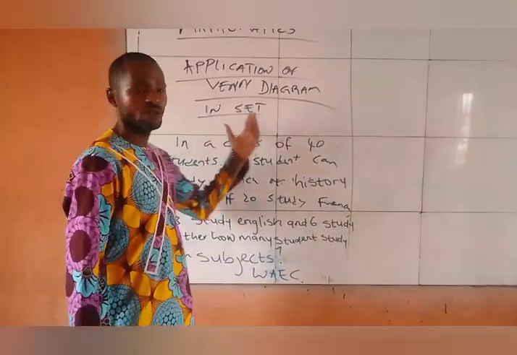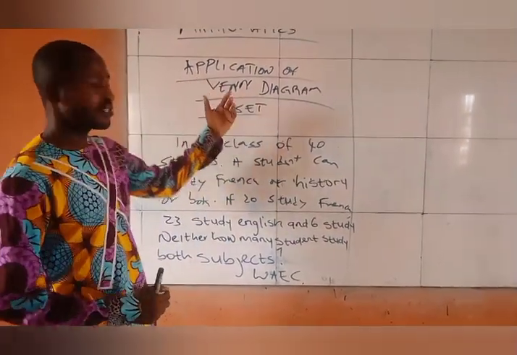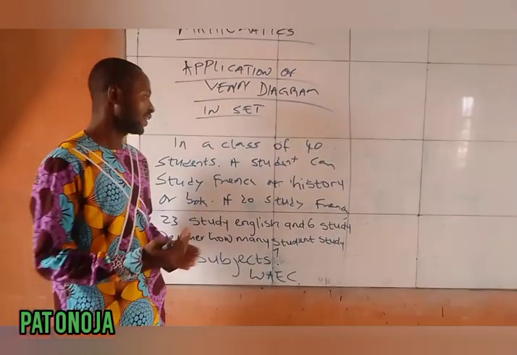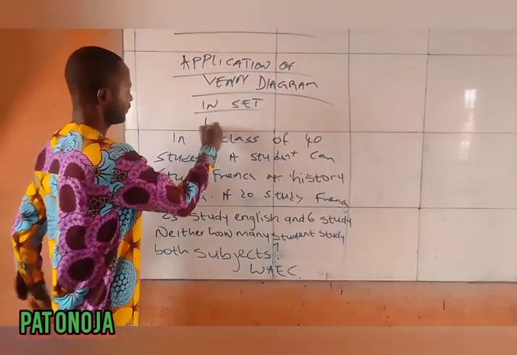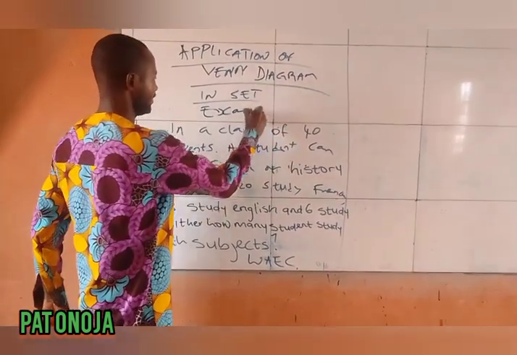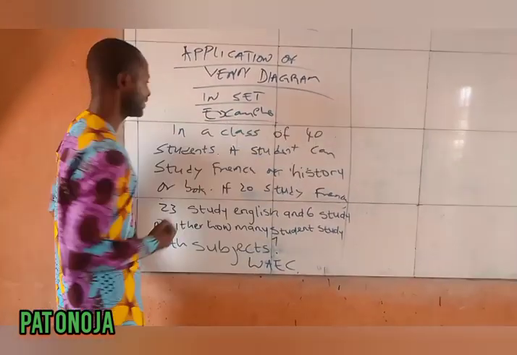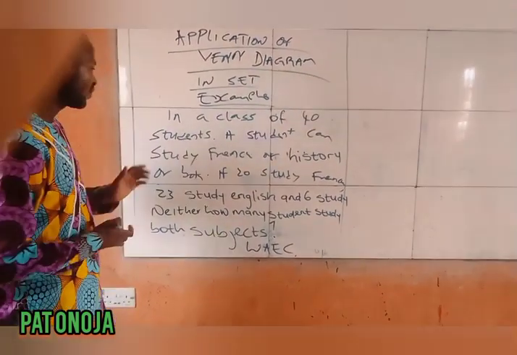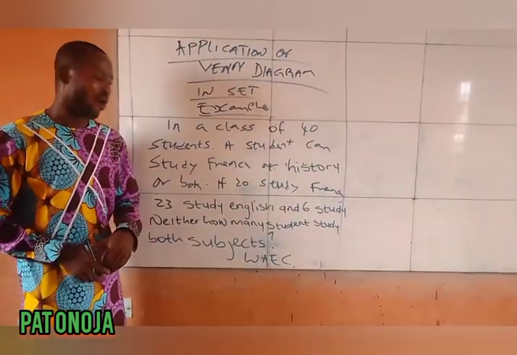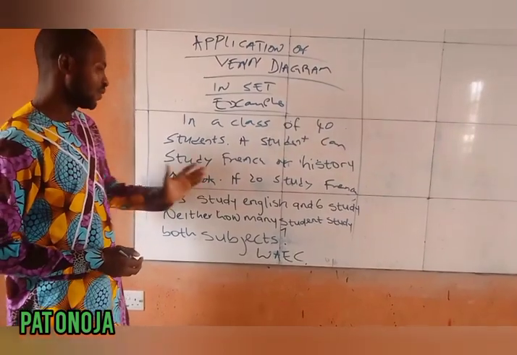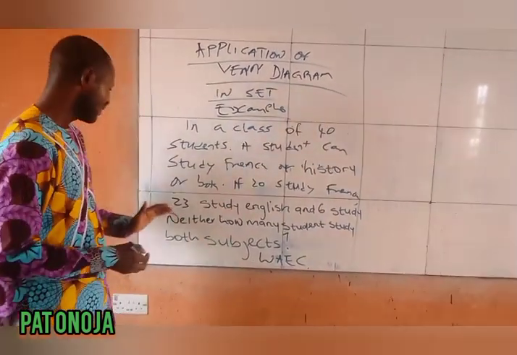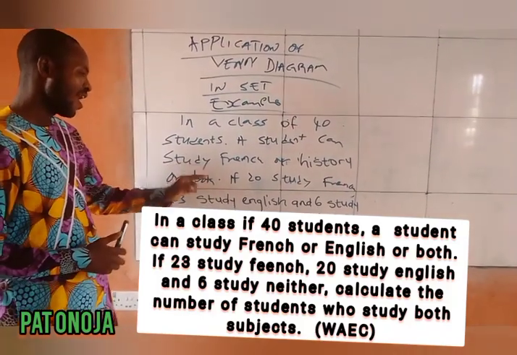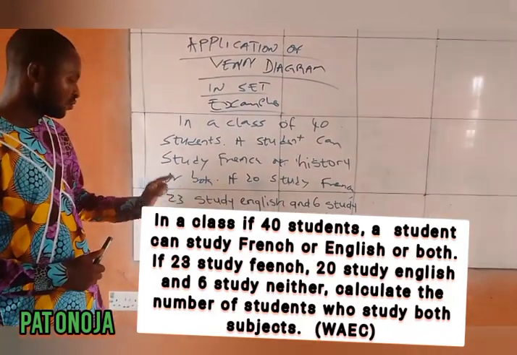So we'll look at the application of Venn diagrams in solving problems related to sets, making use of this example we are having here. The example says that in a class of 40 students, a student can study French or English, or even both. If 20 students study French and 23 study English and 6 study neither, how many students study both subjects?